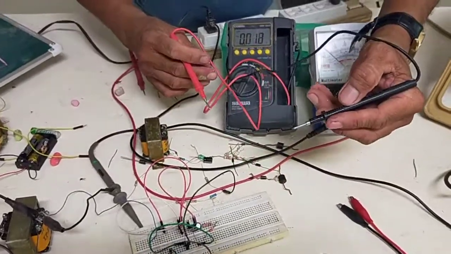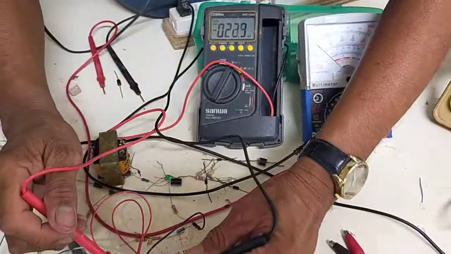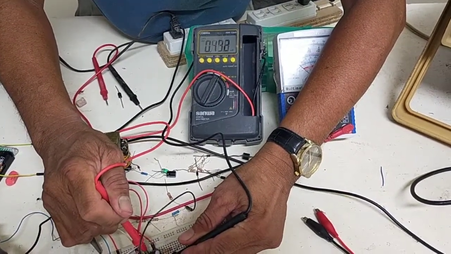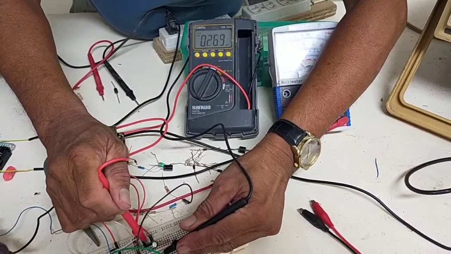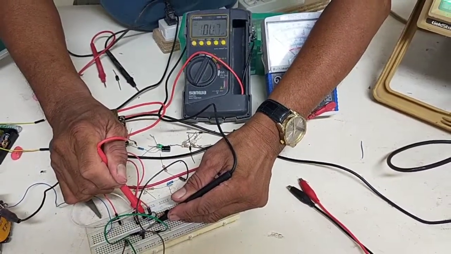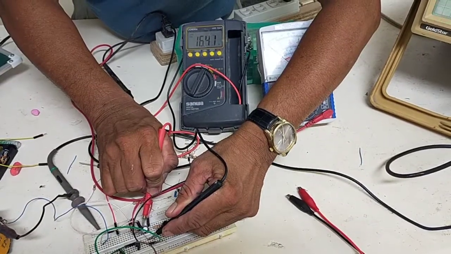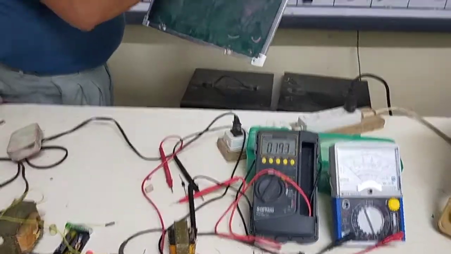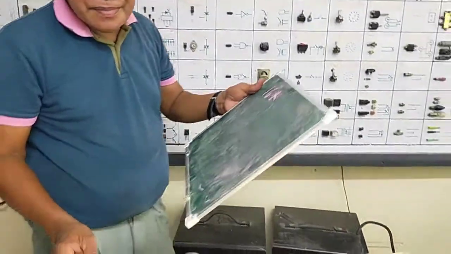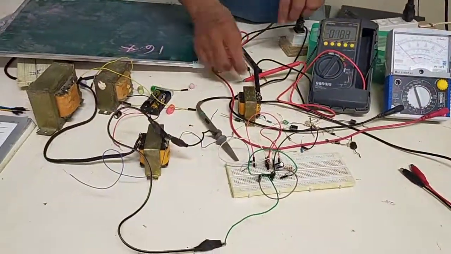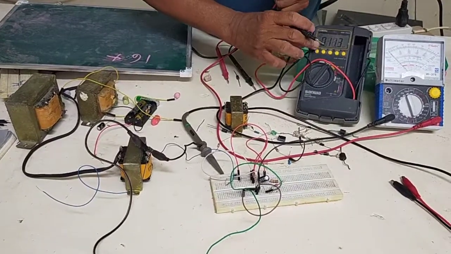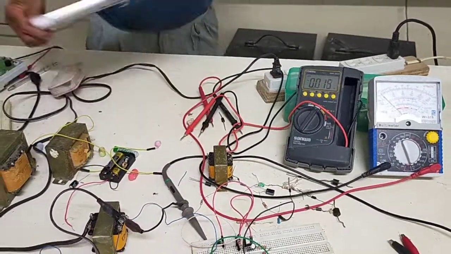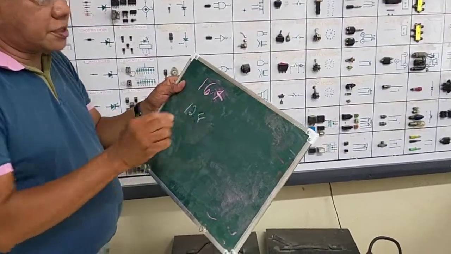The voltage across the capacitor is 16.4 volts. Okay? 16.4 volts. How come? Here, the voltage at the secondary of this transformer is AC, 12.8. It is 12.8 volts.